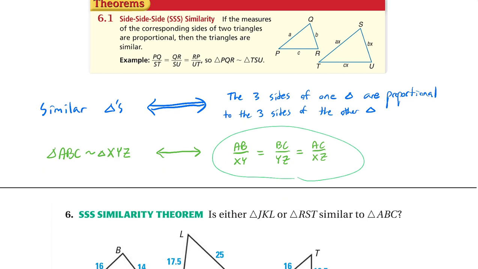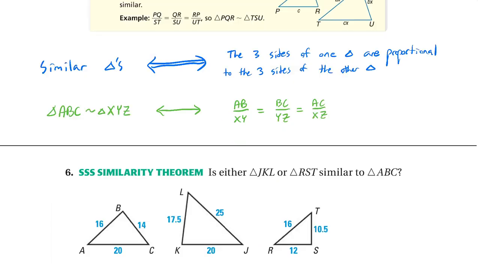Because remember, all a proportion is equal ratios. And here we have ratio equal ratio. So that's what it's saying. If they are proportional, because if these aren't equal, it's not a proportion, right? That's just two random ratios that are different. A proportion means two ratios that are equal. So it's saying if all three ratios are the same, then the triangles are similar by SSS.